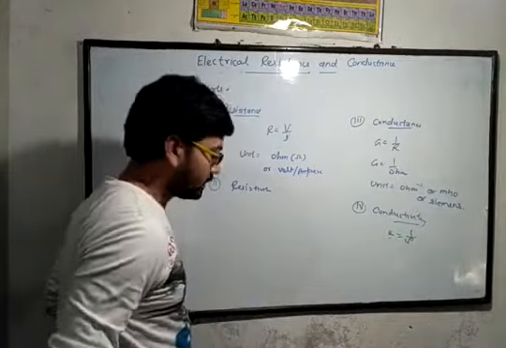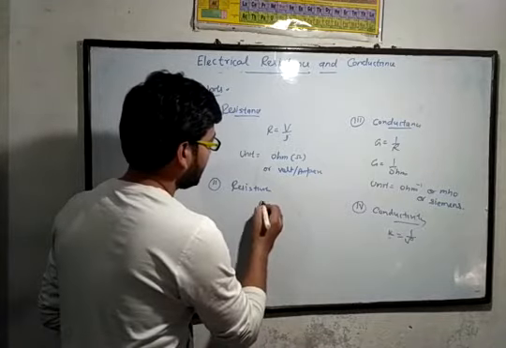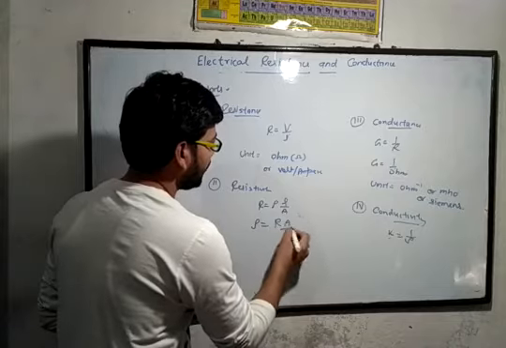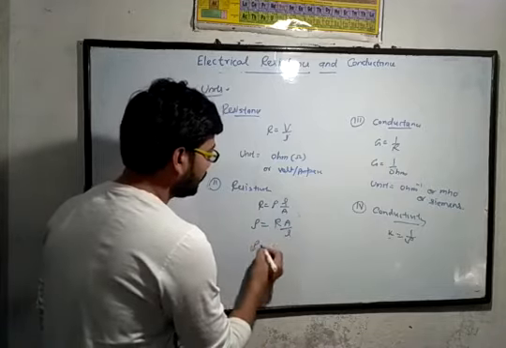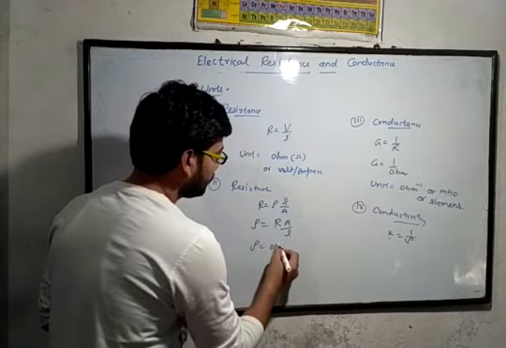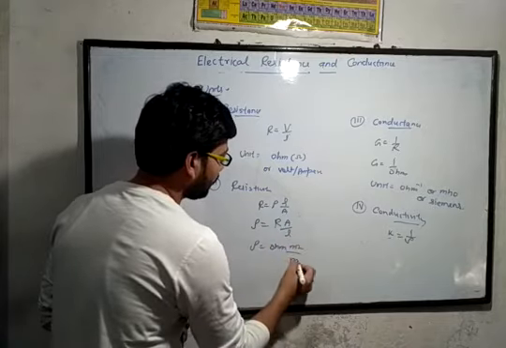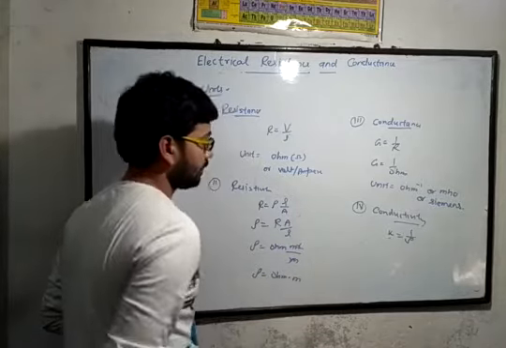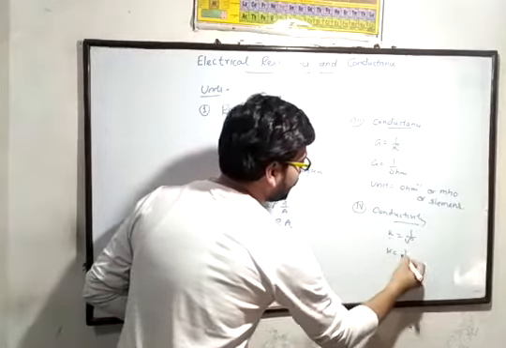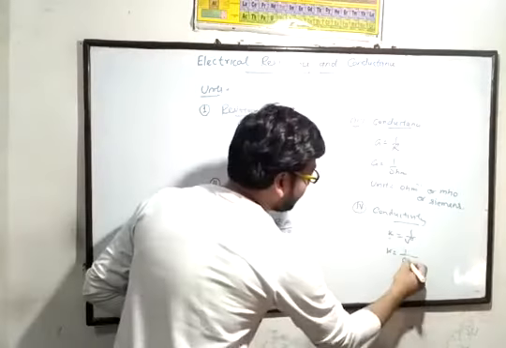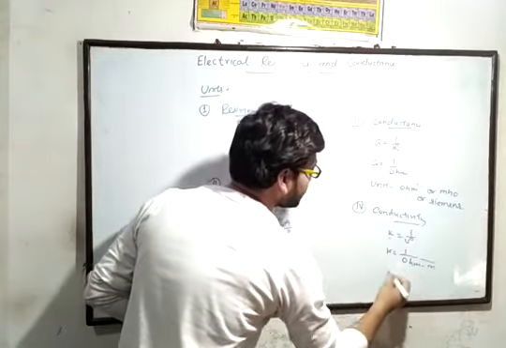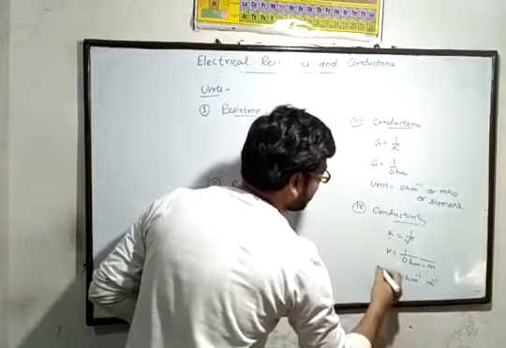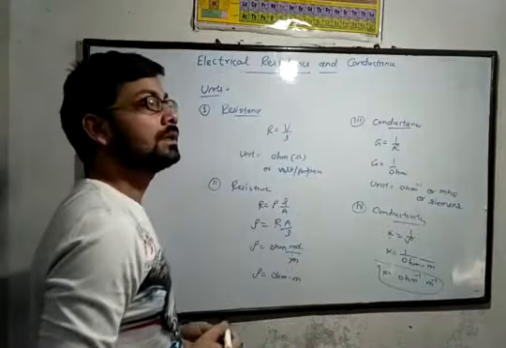I'm sorry for this. R is equal to rho L upon A, so rho is equal to R A upon L. I'm sorry about that. Rho is equal to R ohm meter square upon meter. Cancel out. So rho is equal to ohm meter. Now K is equal to 1 upon rho, 1 upon ohm meter. So K is equal to ohm inverse meter inverse. This is the unit of these things.